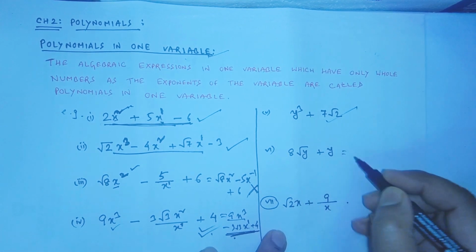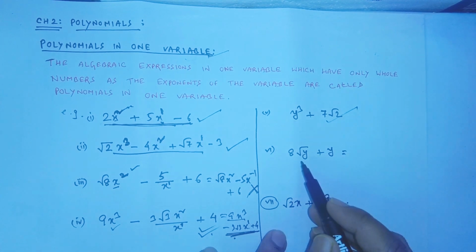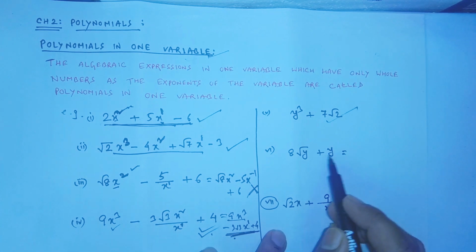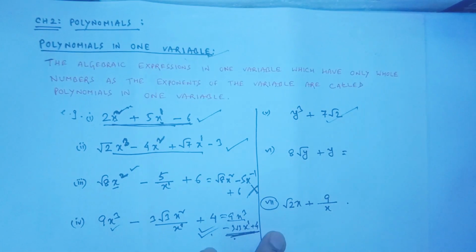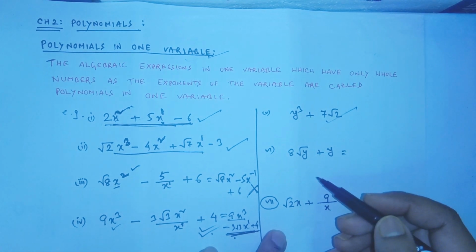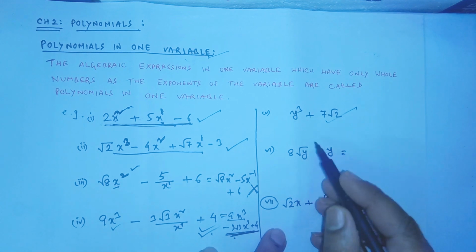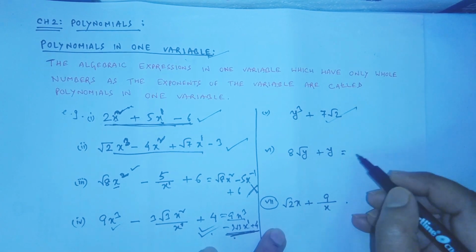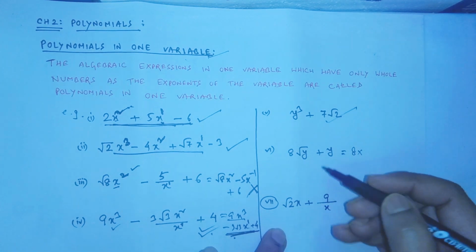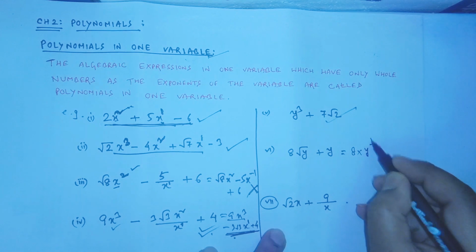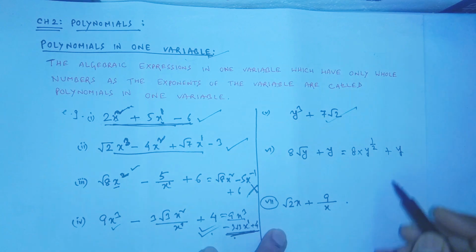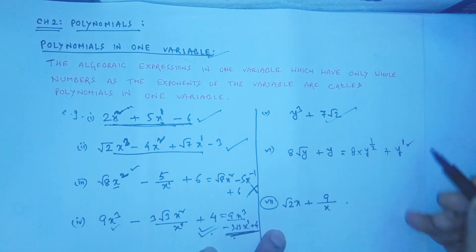See here, let us simplify this. First of all, the example is in one variable only, so the first condition is satisfied, one variable. Second condition, the variable must have a whole number in the exponent. Now if I simplify this root 8, I have already mentioned in the first chapter that root y can be written as y to the power half, plus y. Now see, in this y the exponent is 1, a whole number.